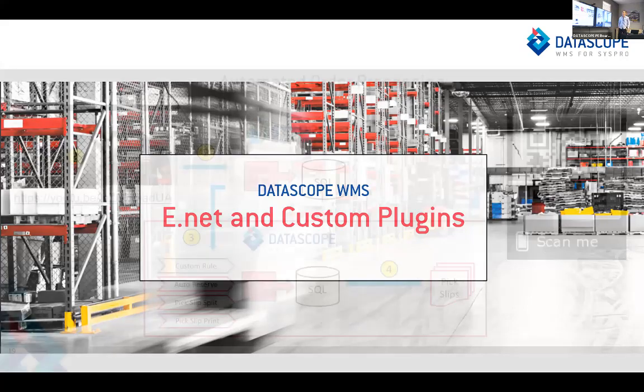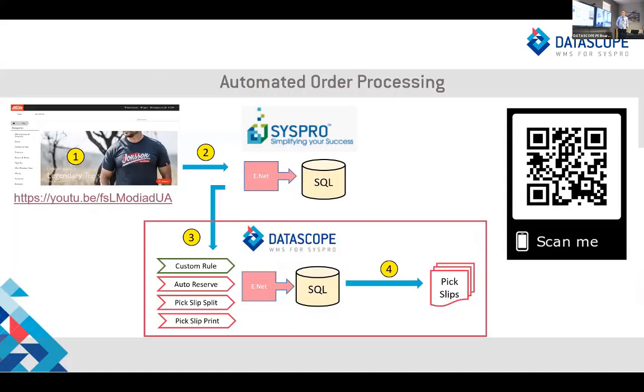Okay, so the first little sample that I'd like to show you is something very nice that Johnson Workwear has done, using a number of things. They've used E.NET business objects, and they've also used custom plugins. And so we'll have a bit of fun with this one. There's a video which I'm going to try and play, and we'll just have a look at what Johnson has done. Basically, what they've put together is a website, an online ordering website.